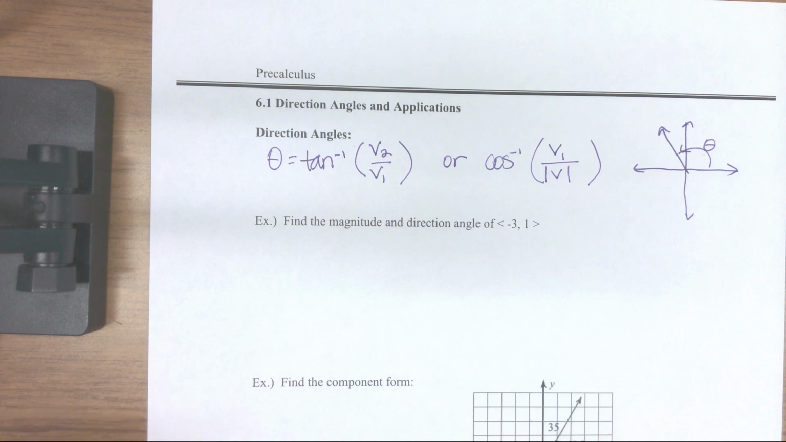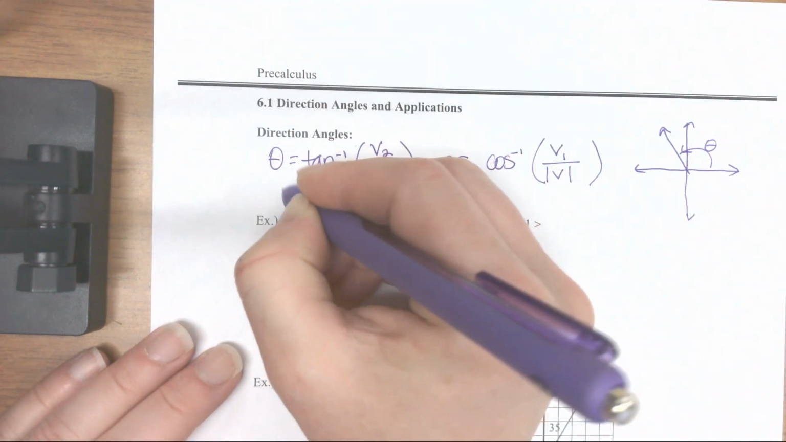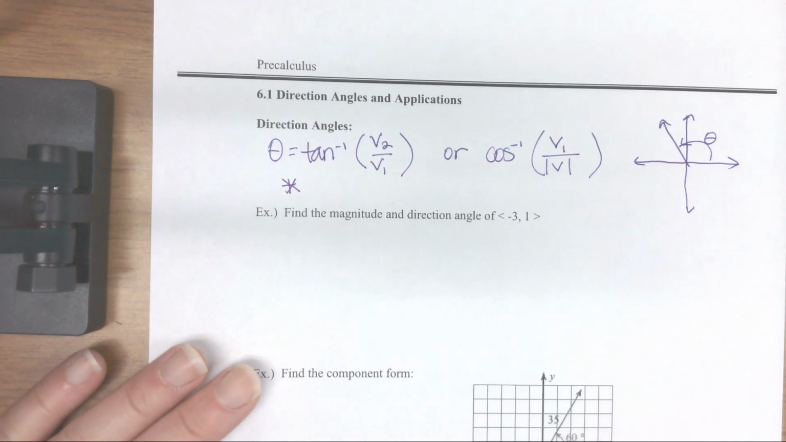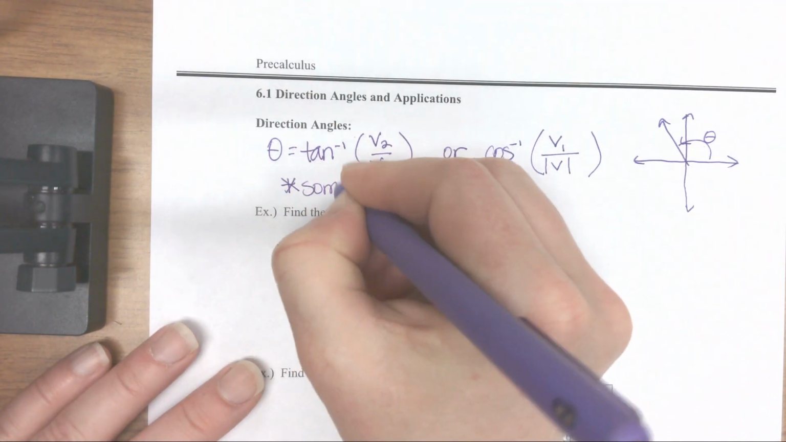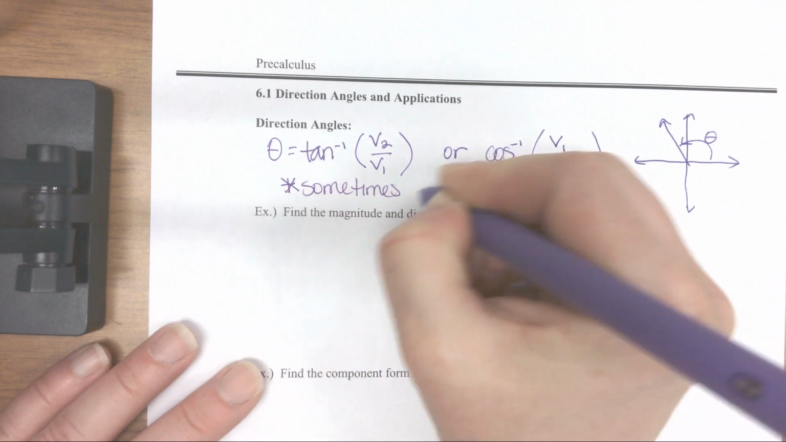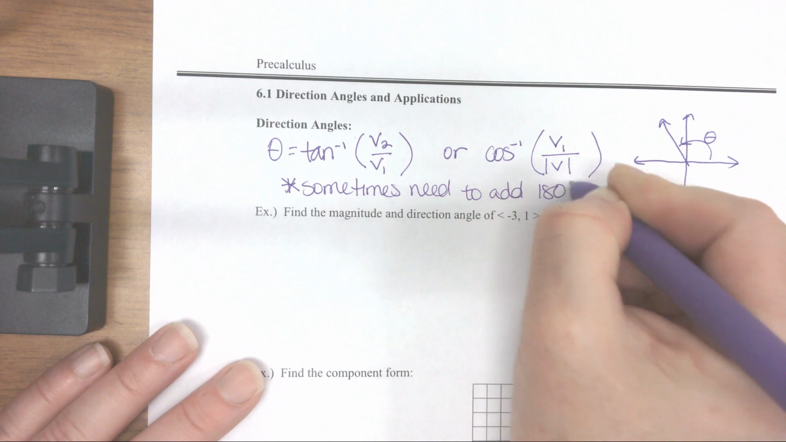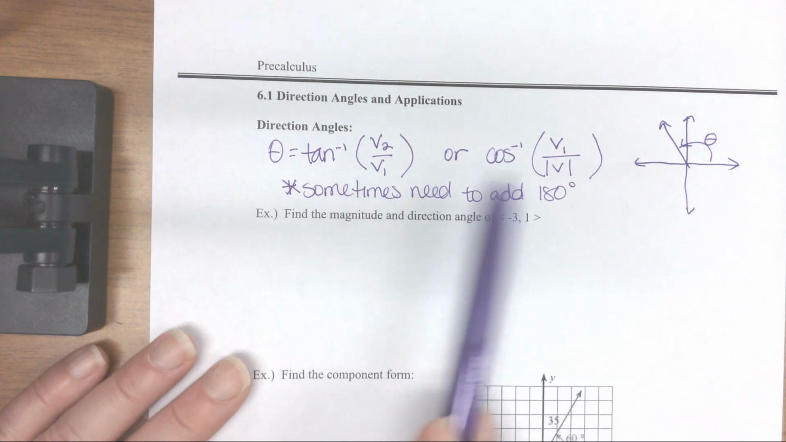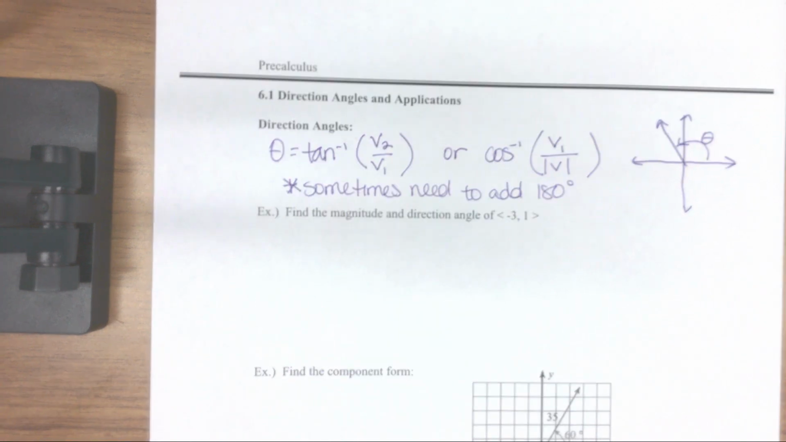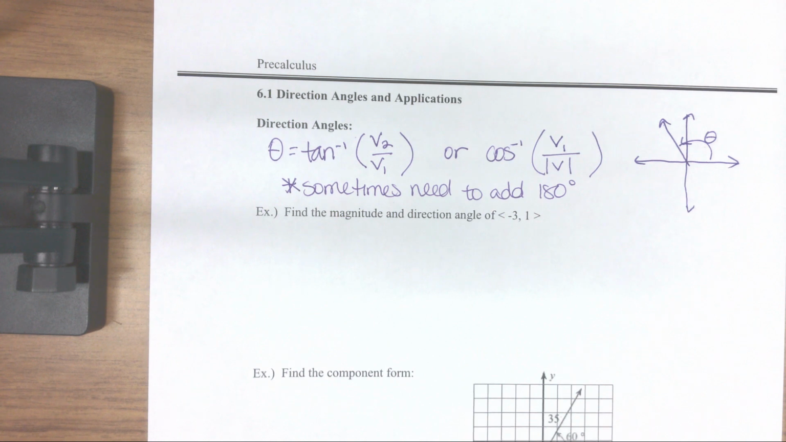So you may write this on your formula sheet as well, but sometimes you're going to need to add 180, because, as I said earlier, the inverse functions, in order to be a function, they can only output one angle. But there are going to be two angles in a full rotation that have the same tangent value and the same cosine value. And so just be aware of that. Depending on the problem, you might have to add 180.